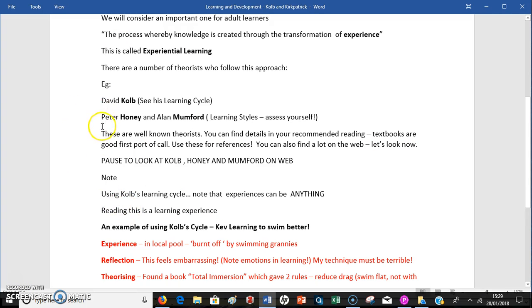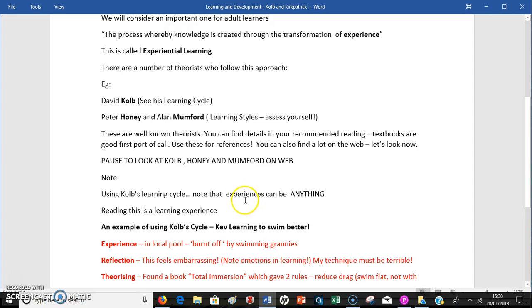Okay, just coming back to the screen here. So I said David Kolb, his learning cycle. We'll just leave Honey and Mumford for the moment. We'll come back to them. And let's have a look at an example of Kolb's cycle.